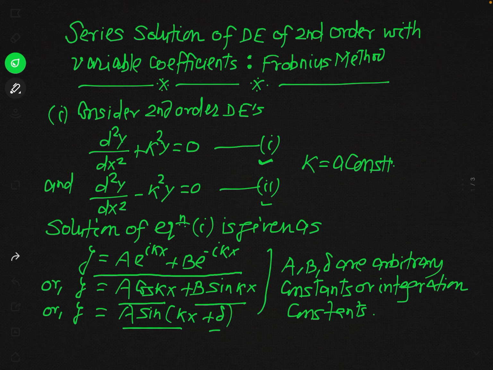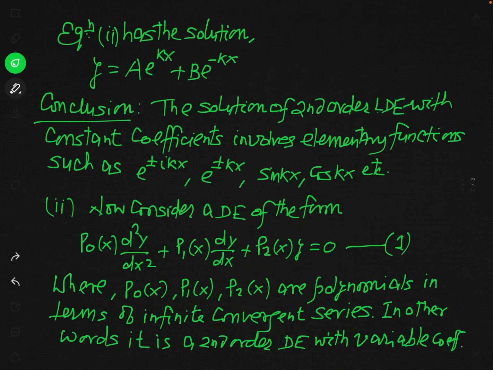Since this is an equation of second order, definitely there should be 2 arbitrary constants in its solution. And similarly, if we write the solution of equation 2, that is d2y by dx square minus k square y, then you will find that its solution is y equal to a e to the power kx plus b e to the power minus kx.